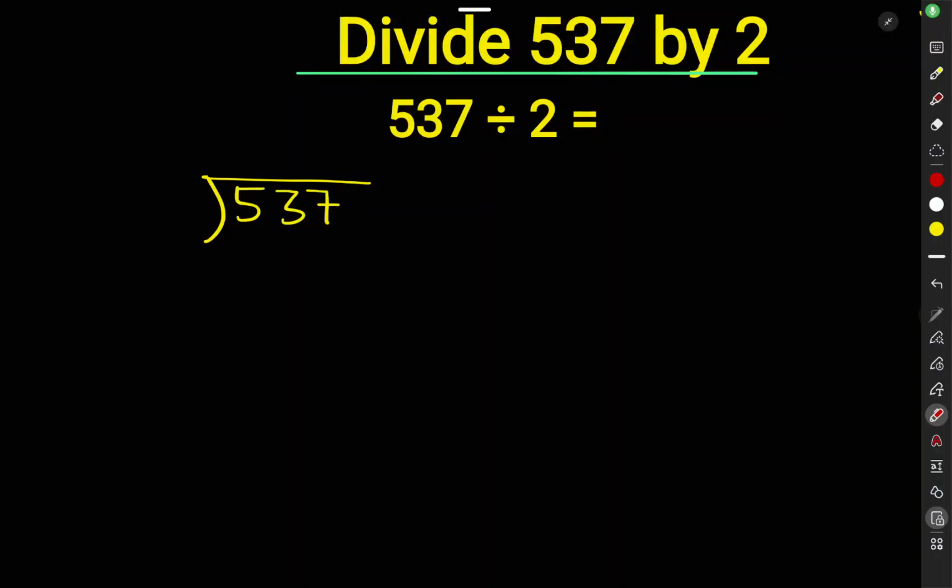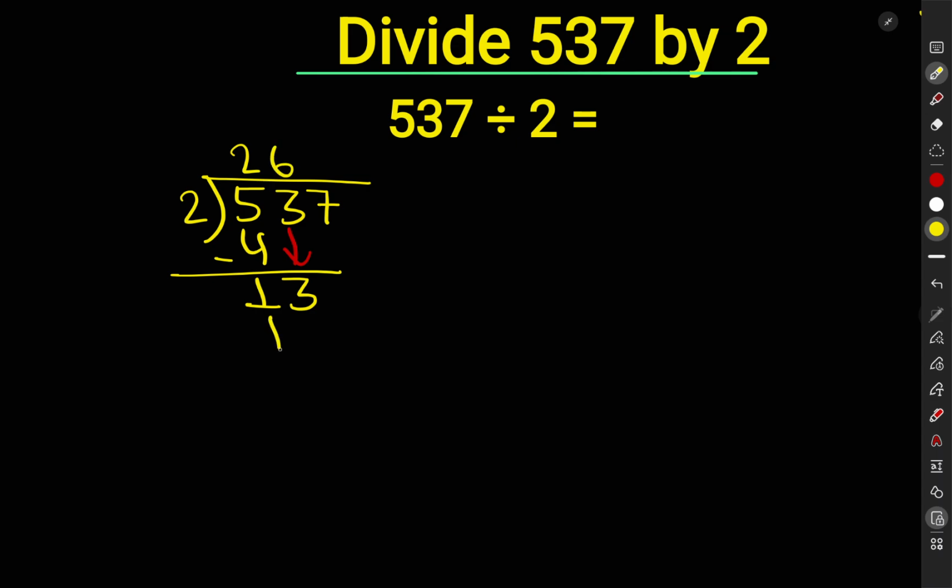We divide 537 by 2 in long division method. 2 times 2 is 4. On subtracting we get 1. So now we put down this 3 and it is 13.